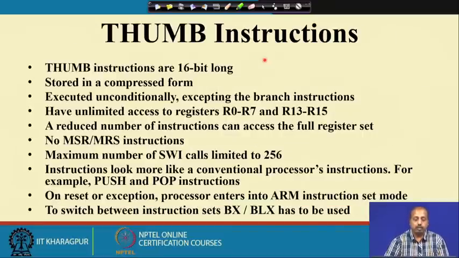So far, whatever instructions we have discussed are all ARM instructions. Now we can have Thumb instructions, as we said Thumb is a 16 bit instruction set. Unlike ARM which is 32 bit, this is 16 bit. So, they are stored in a compressed form. A memory word is 32 bit, so per memory word you have got two such Thumb instructions.